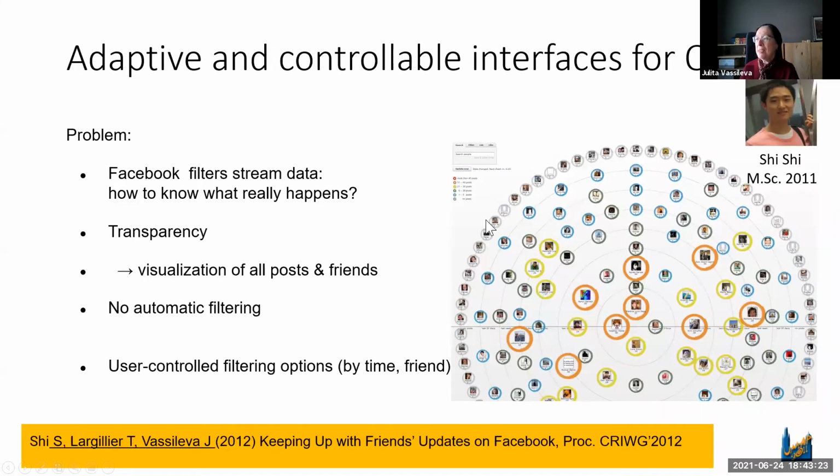Another one is a visualization for Facebook. You know that Facebook filters the stream. This one actually doesn't filter, it shows everything, but it shows it in a way which emphasizes the most recent posts and also the most influential posts and posters.